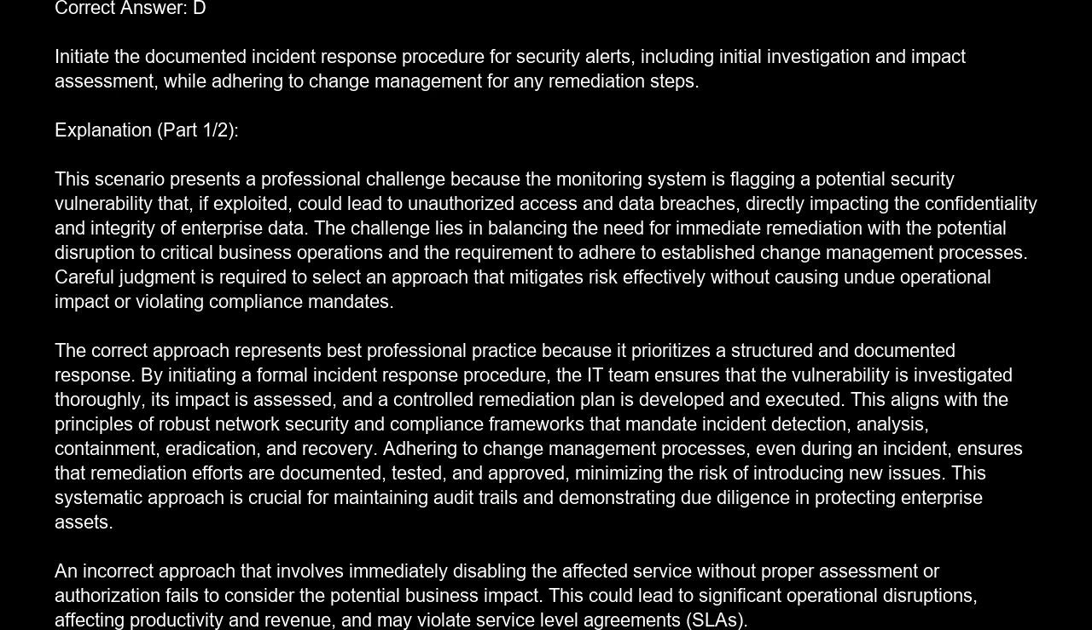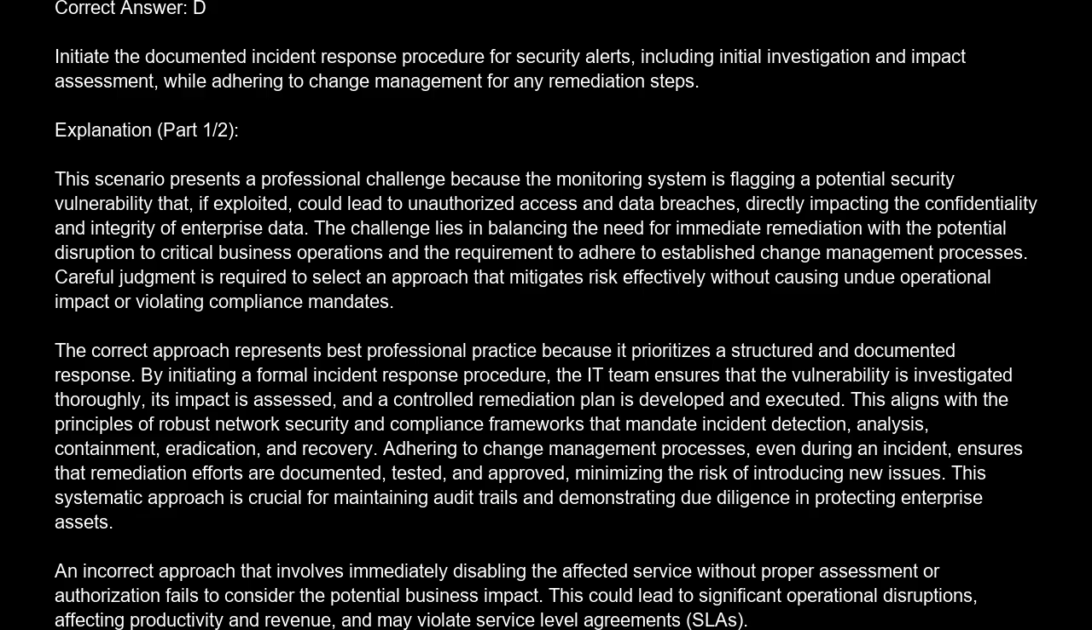This scenario presents a professional challenge because the monitoring system is flagging a potential security vulnerability that, if exploited, could lead to unauthorized access and data breaches, directly impacting the confidentiality and integrity of enterprise data. The challenge lies in balancing the need for immediate remediation with the potential disruption to critical business operations and the requirement to adhere to established change management processes.